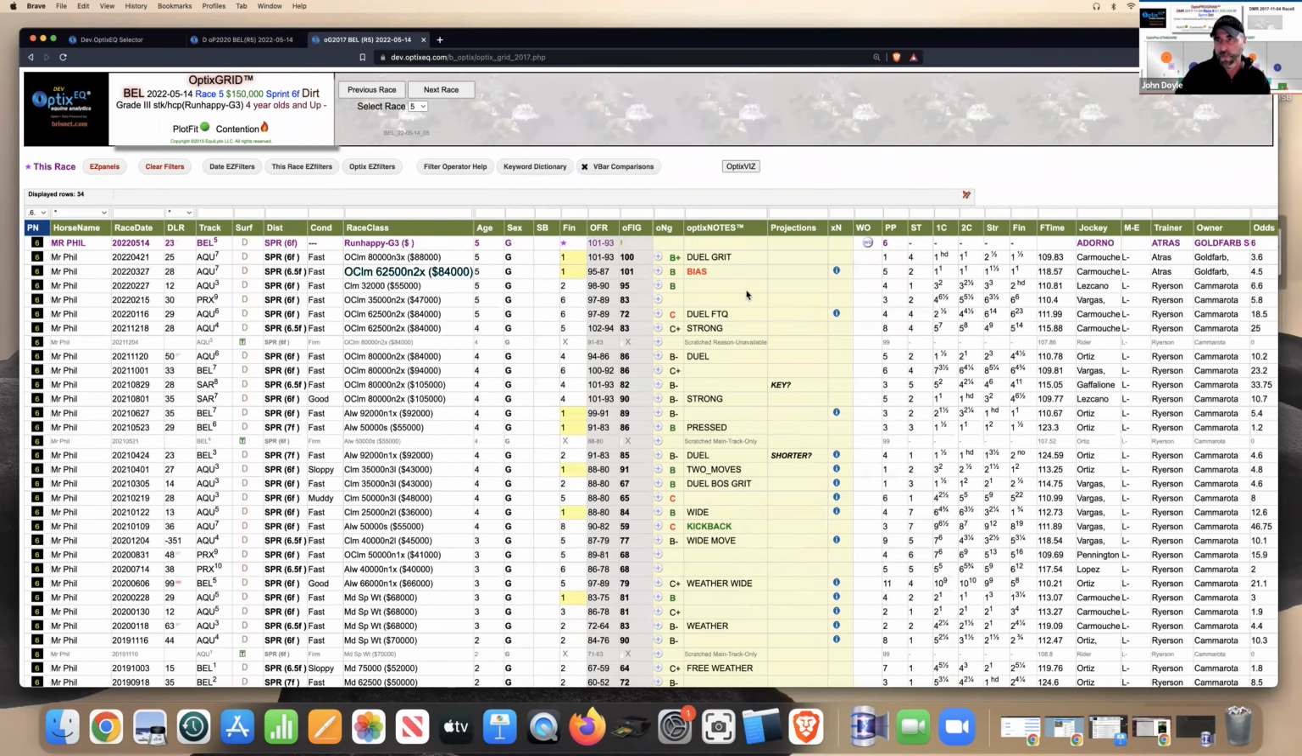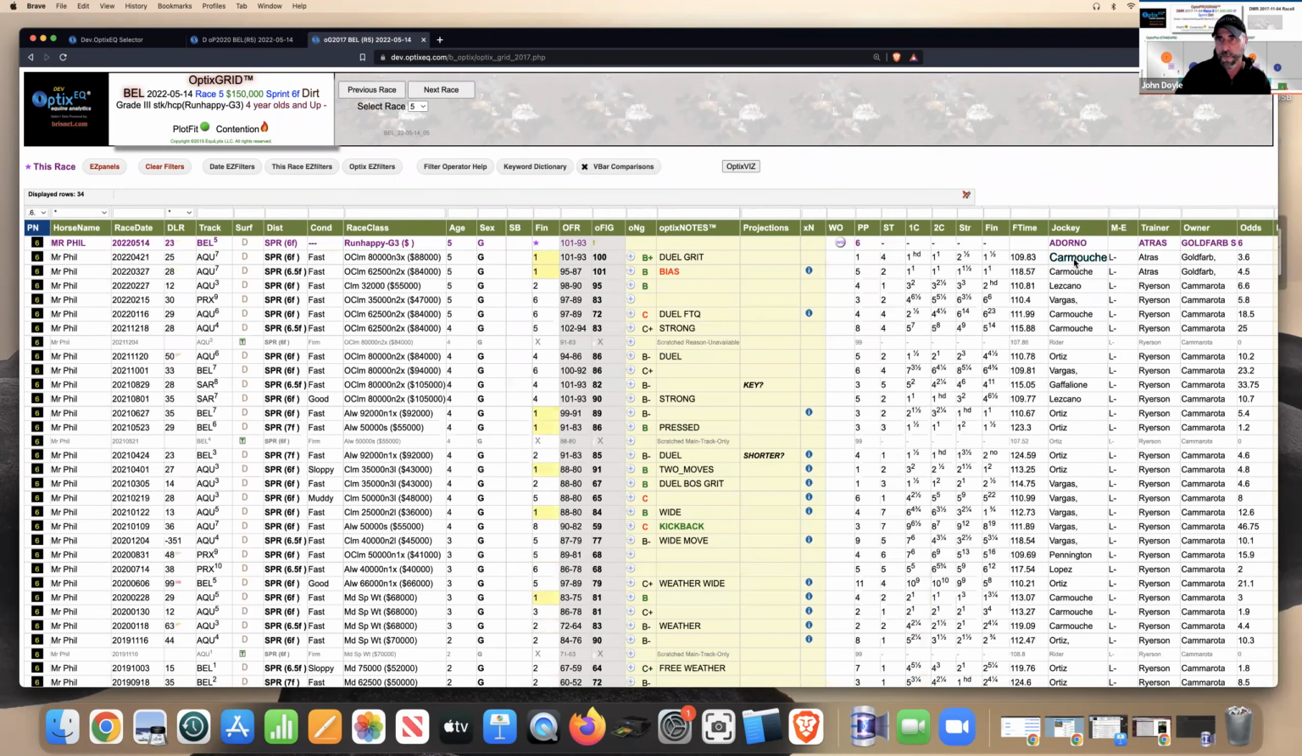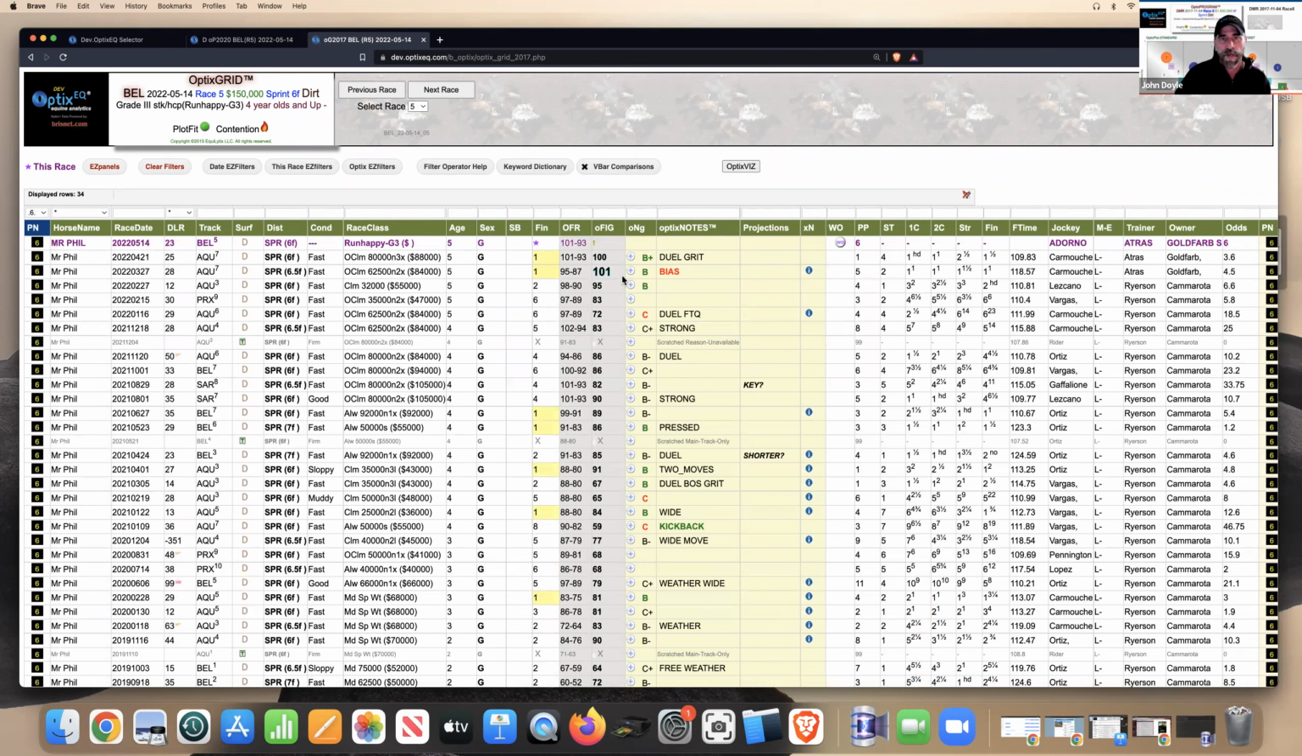This is the other horse in the race, the number 6, who Caramouche rode last time. Looks like this horse ran a 101 and 100. Looked like he was kind of in peak form. Could be looking for a regression, especially with the rise in class here. But there's a horse that, again, likes to be forwardly placed.